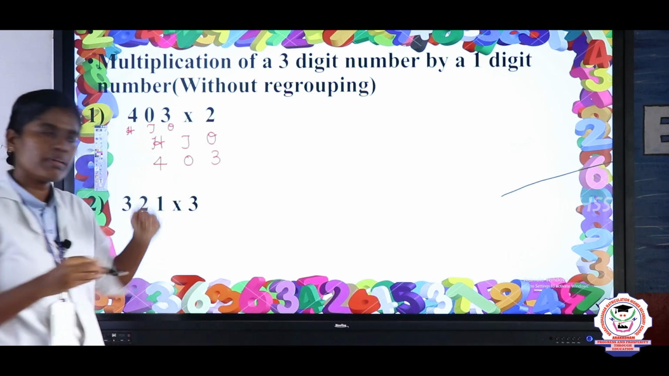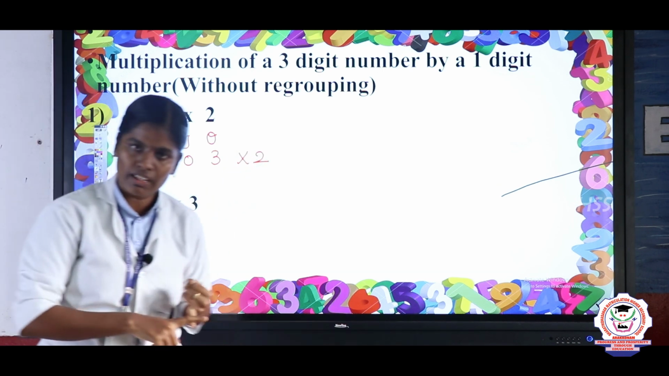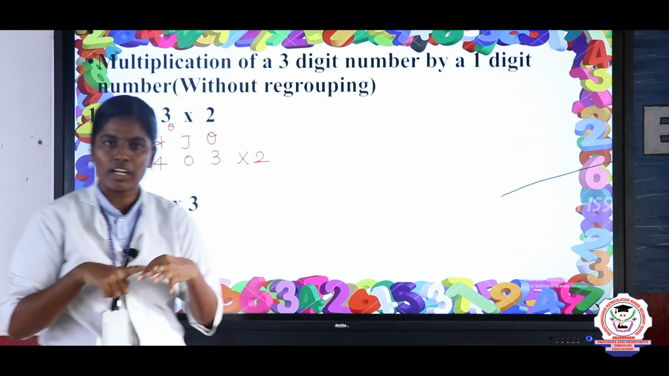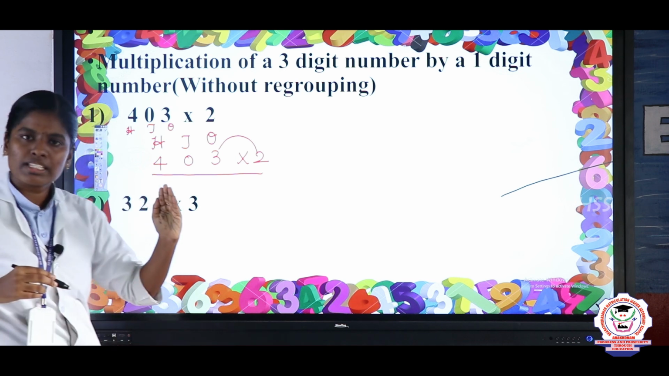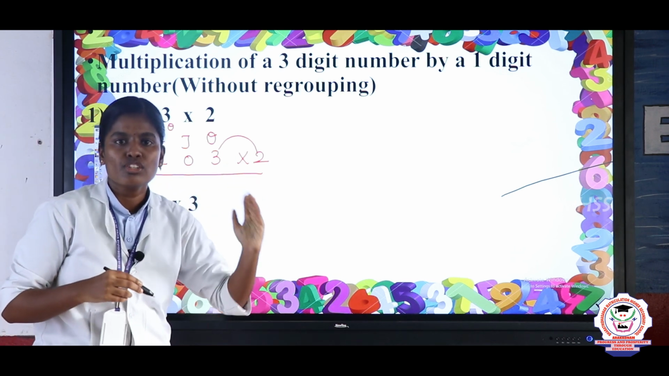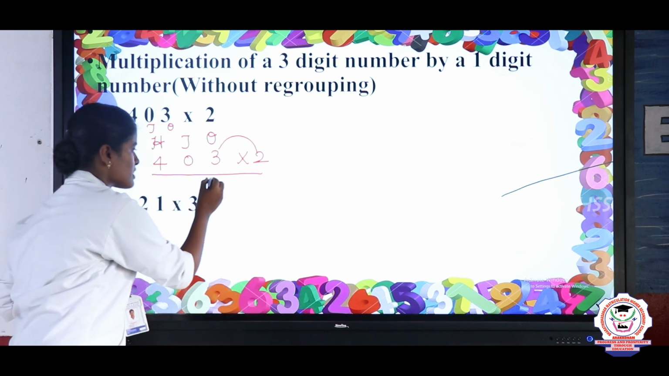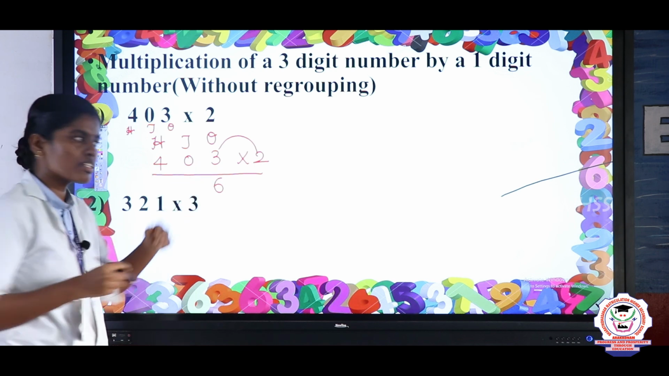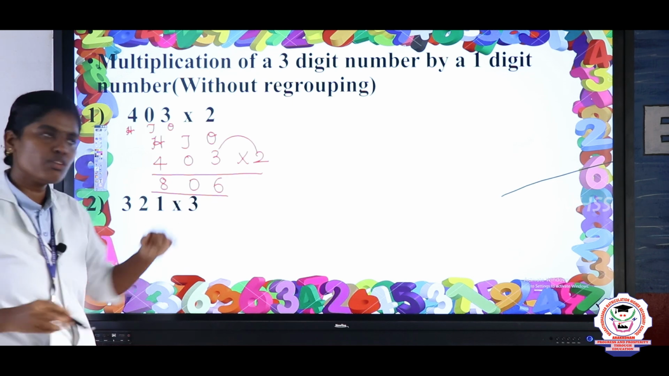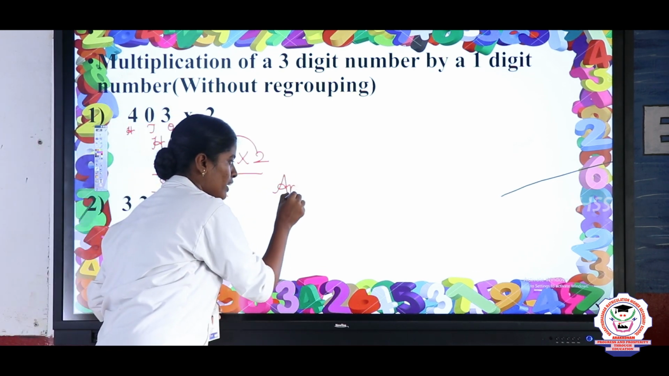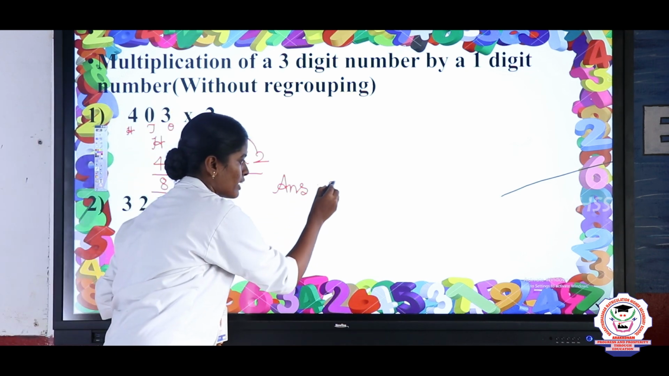Now you multiply by 2. Take 2 and multiply by the ones place value, tens place value and hundreds place value. So take 2 and multiply by the ones place value. What is the ones place value? Here the ones place value is 3. So 2 times 3, that is 2 threes are, the answer is 6. The next one is 2 zeros are 0. The final one is 2 fours are 8. So finally you should write the answer 806.